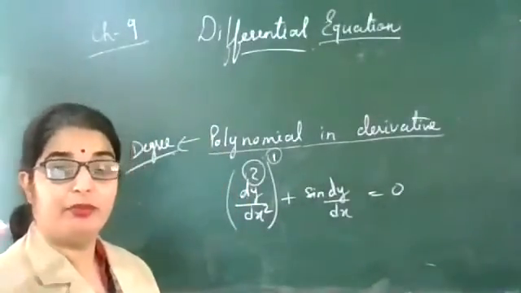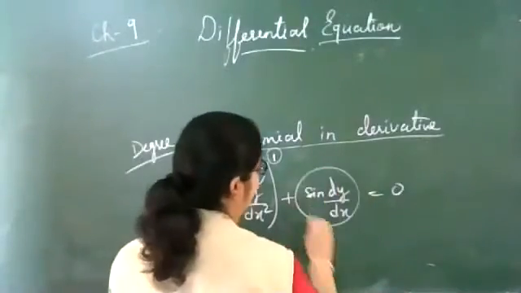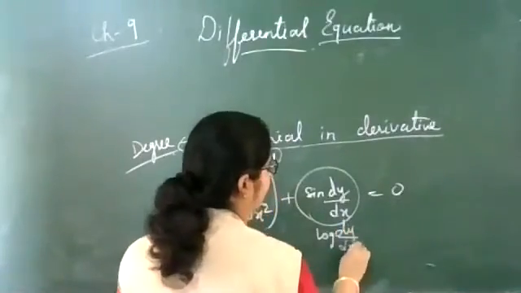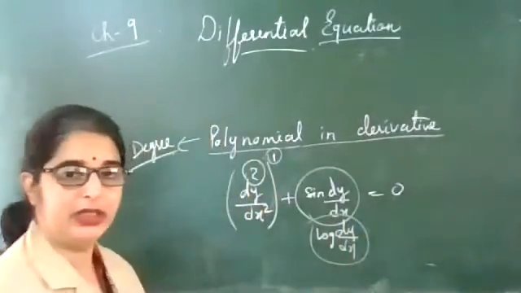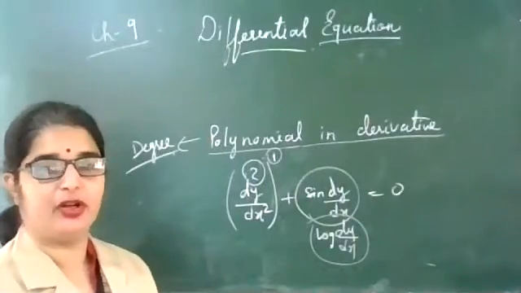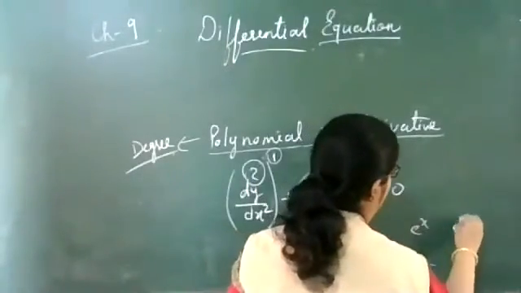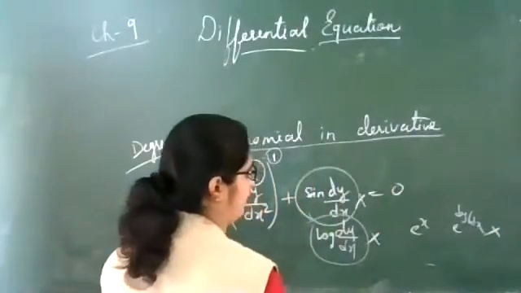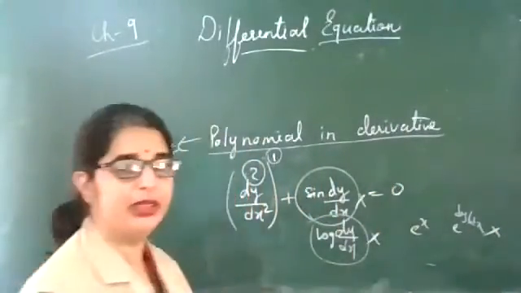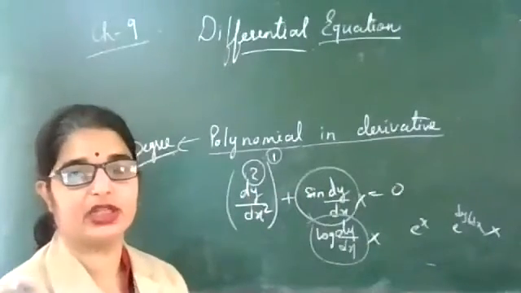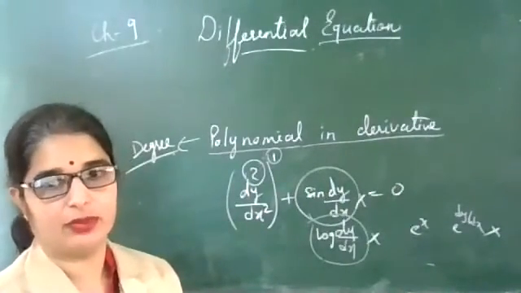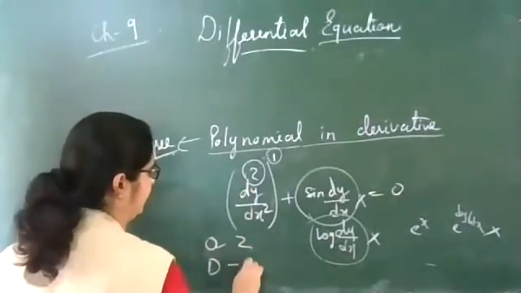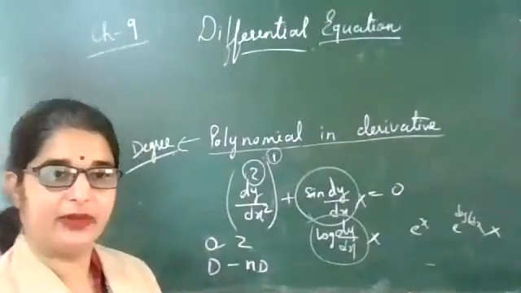You should have a polynomial in derivative. Now sin dy by dx or any trigonometric or log of dy by dx, these are not polynomial in this equation. Clear? They change the meaning. Instead of e to the power of x, you have e to the power of dy by dx. That is wrong. This is wrong. So anything else except multiplication, plus, addition with a constant, these all things will not work. Clear? So order is 2, degree is not defined. Clear?